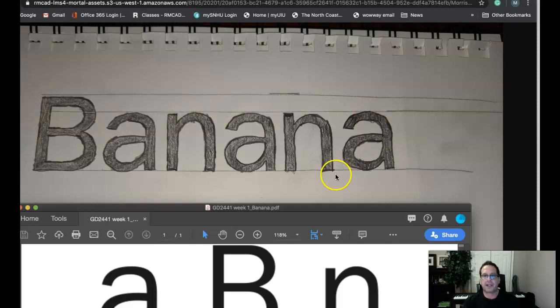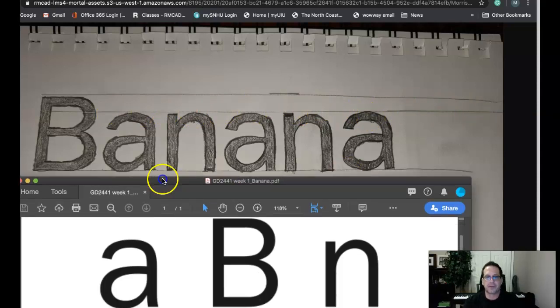All right, so we take a look at the baseline, mean line, cap line. Baseline's pretty level. That's good. Mean line looks pretty level too. Cap line is kind of going downhill a little bit. There's a little space between the cap B and the cap line, so you want to be aware of that. Also, it looks like a lot of your letters aren't reaching. This lowercase n isn't reaching the mean line. So you want to be aware of that.